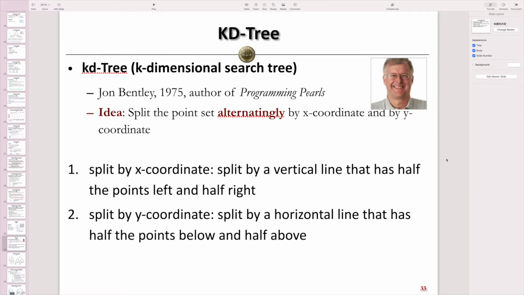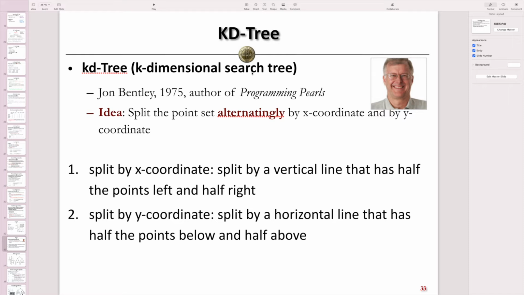So we will introduce different data structures that we can use to support this multi-dimensional index construction. The first kind of data structure we will introduce here is called the KD tree. The full name of KD tree is actually K-dimensional search trees, and such a tree structure was proposed by John Bentley in 1975.